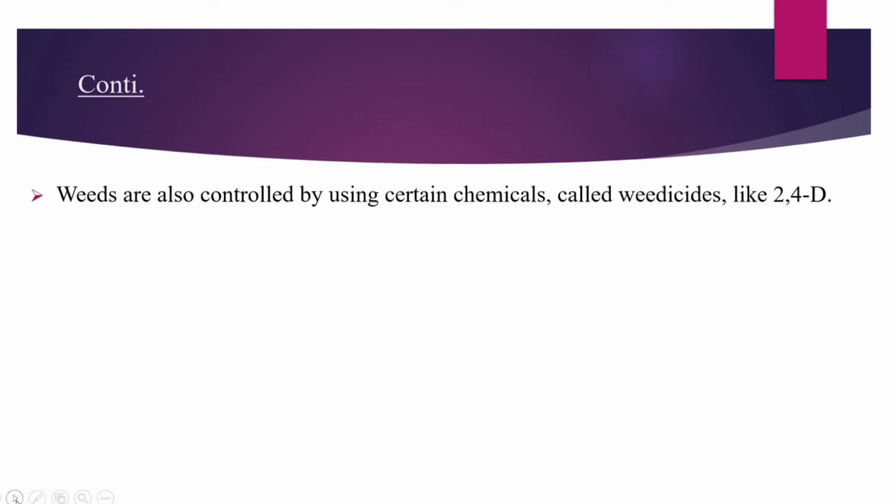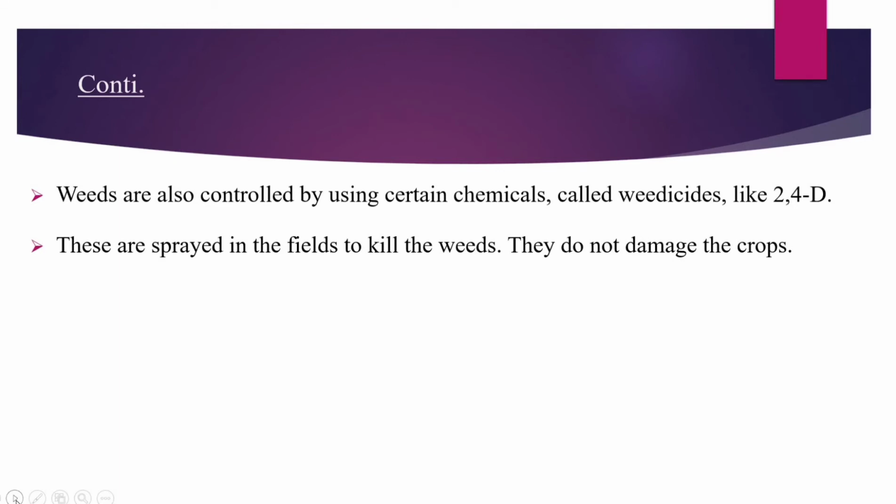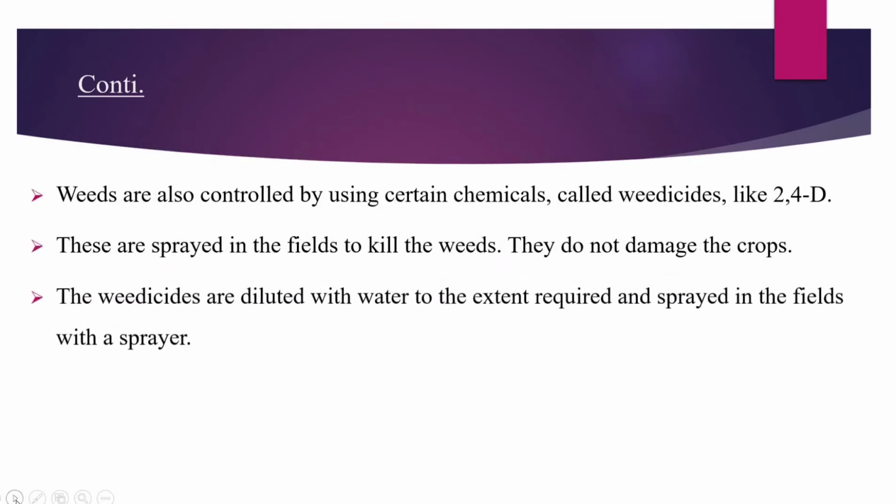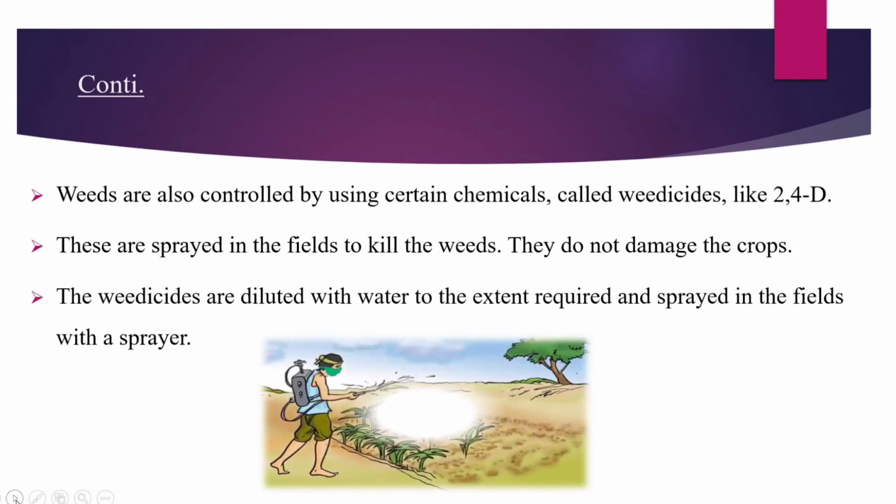Now, weeds are also controlled by using certain chemicals called weedicides like 2,4-D. These are sprayed in fields to kill the weeds. They do not damage the crops. The weedicides are diluted with water to extent required and sprayed in the fields with a sprayer. So you can see in the image, a man is spraying the weedicides in the field.